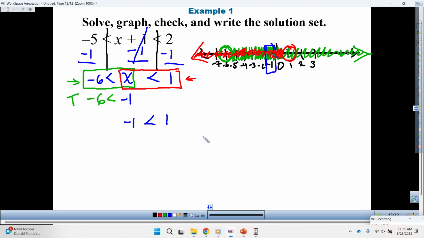What do you guys notice on this kind of graph compared to the one on the warm-up? The two graphs intersect, is that correct? I want you to label this AND. This is what we call the AND compound inequalities.